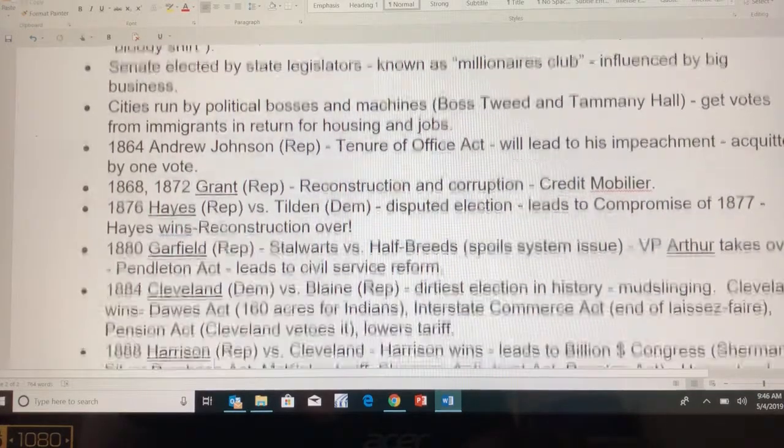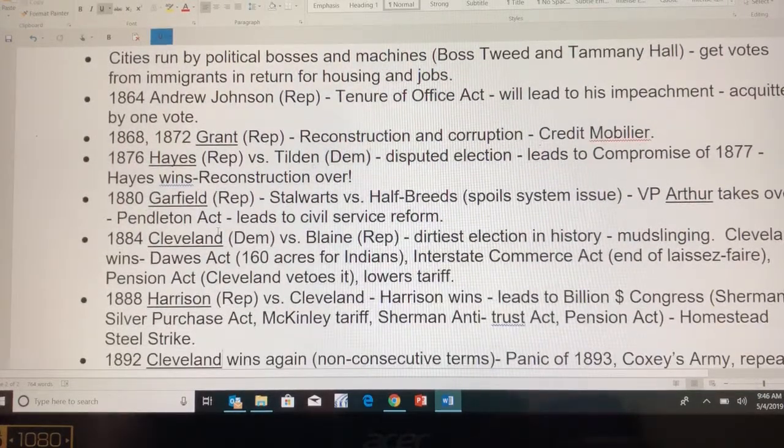Andrew Johnson, there will be an impeachment because he violates the Tenure of Office Act, where he removes someone without the consent of the Senate. The impeachment process will go. They come one short, so he's acquitted.